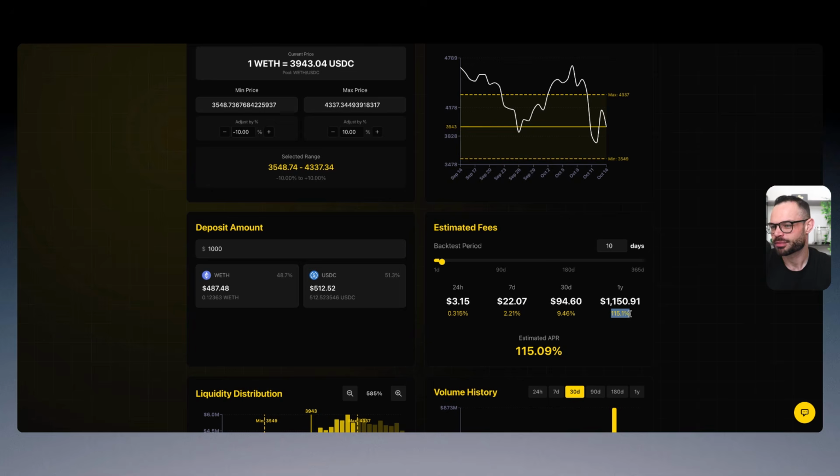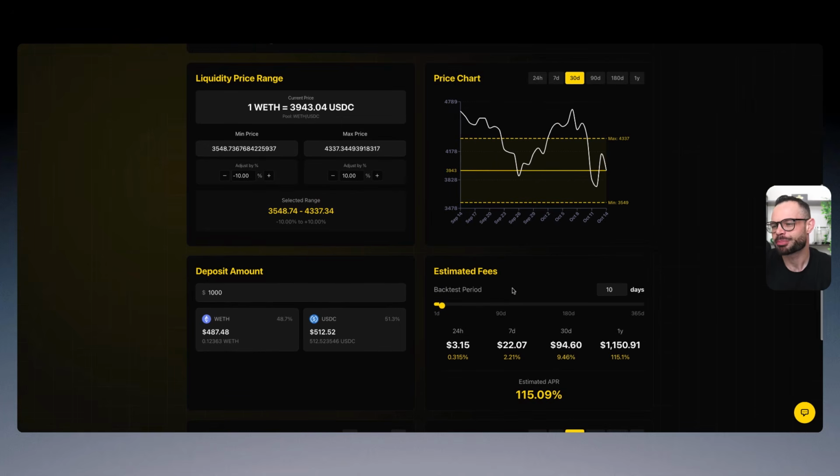That equates to 115%. Over a month, you're at 9.5%. And then over a 7-day period, you're at 2.2%. So hopefully you're understanding the mechanics there of how you can play around and tweak the back test period. And of course, that's going to vary depending on how many days you input here.